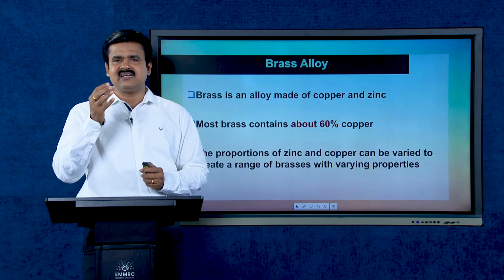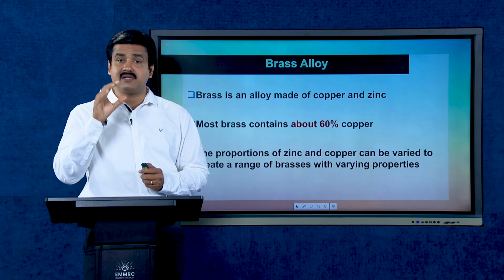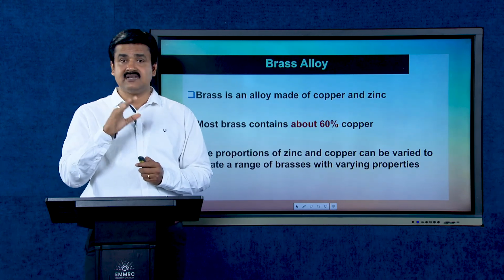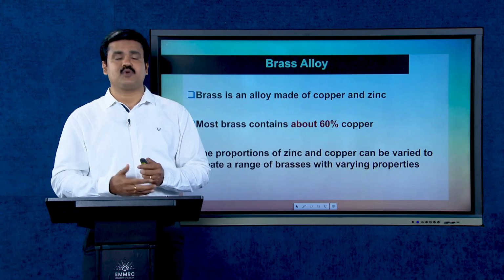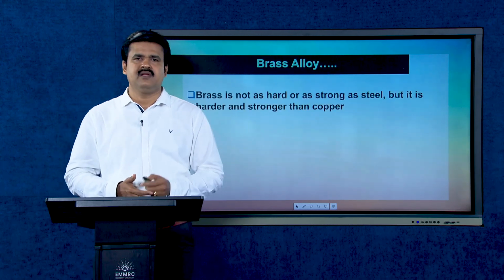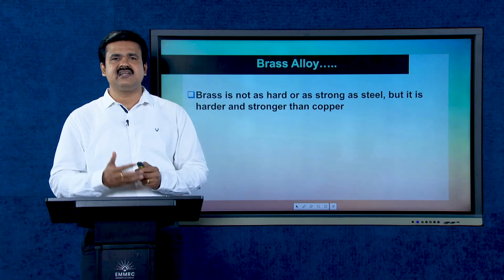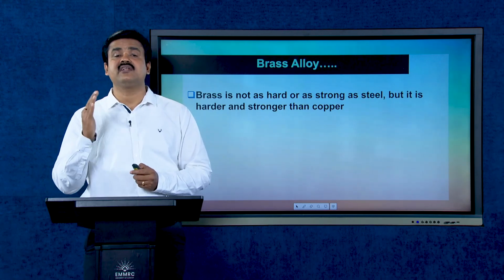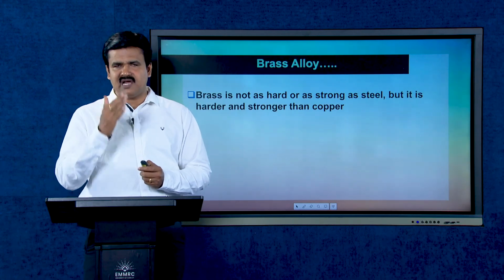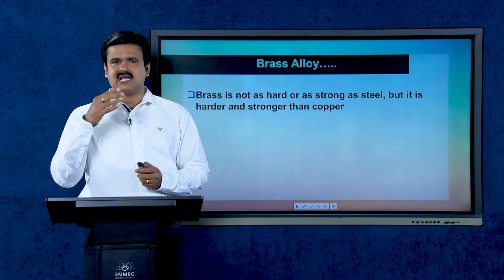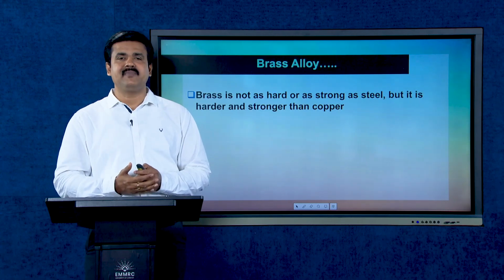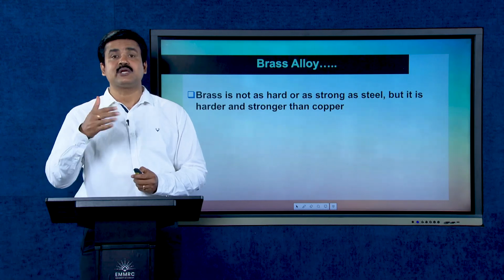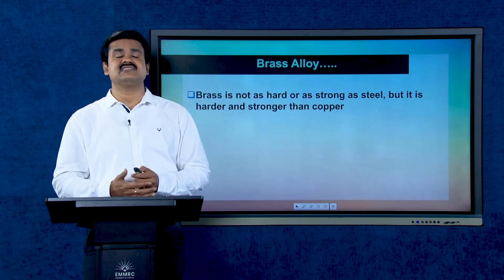If you are preparing a brass alloy for a particular application, you can vary the percentage of copper and zinc such that there occurs a variation in its properties. Now, brass is not as hard or as strong as steel, but it is harder and stronger than copper. That is, brass has high hardness and strength compared to elemental copper. So, when copper is converted to brass, there occurs an increase in its strength as well as hardness.